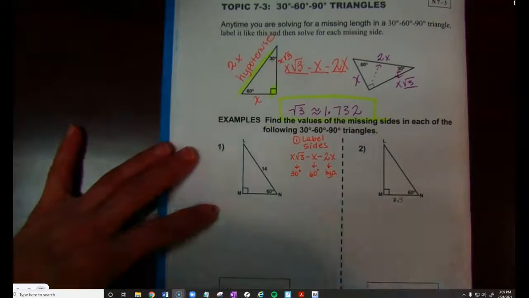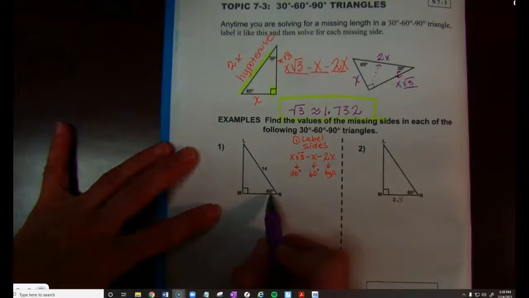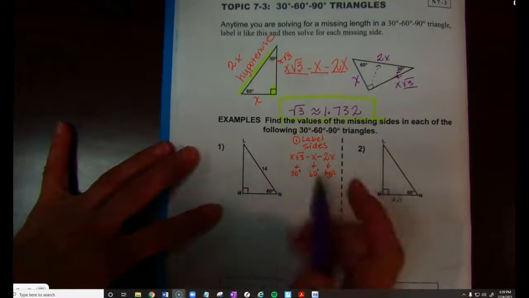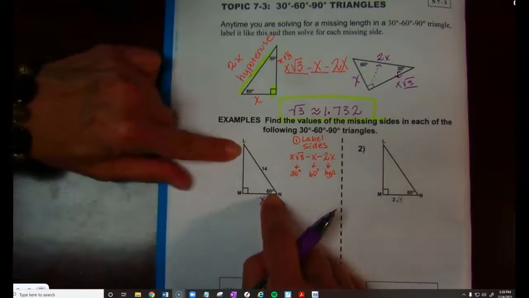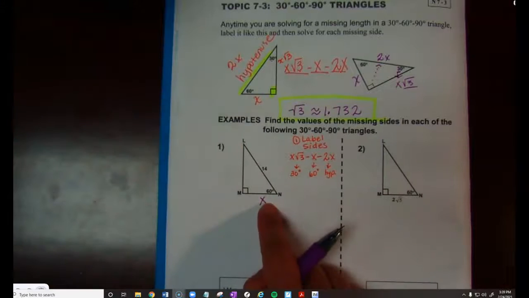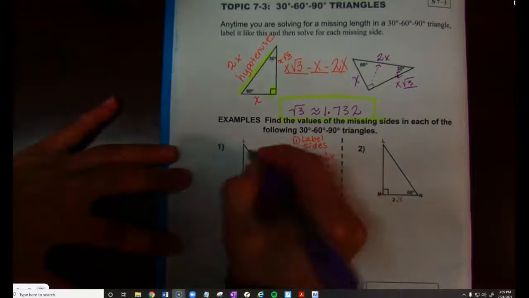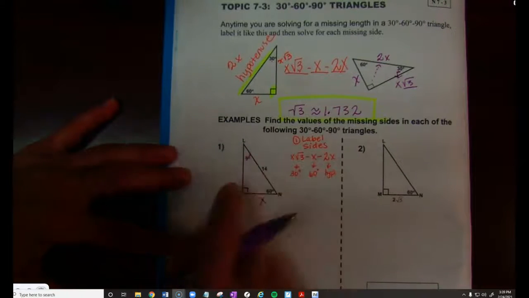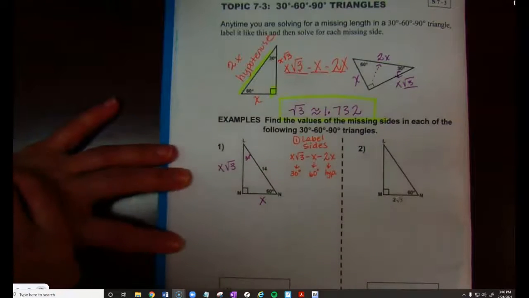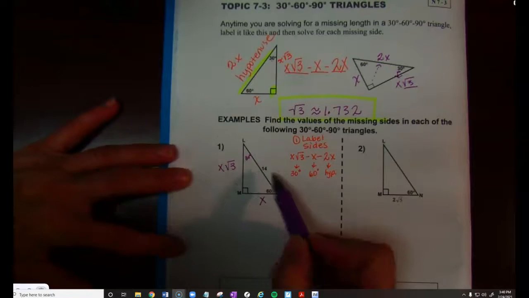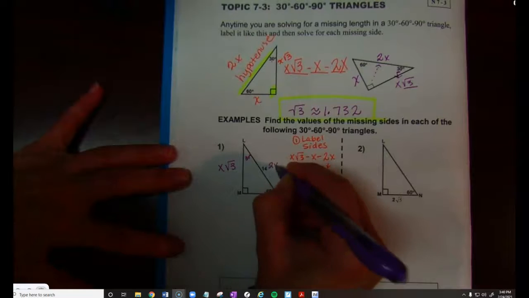HYP, hypotenuse. Okay, well, there's a 60-degree angle, so I know that's going to be plain x. Now if you notice, I don't have the other measure here. That's okay. If one of them's 60, then the other one has to be 30 degrees, so I know this is x root 3. And then our last side right here is going to be 2x.